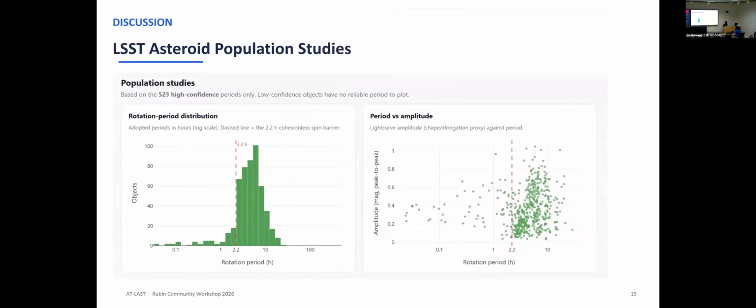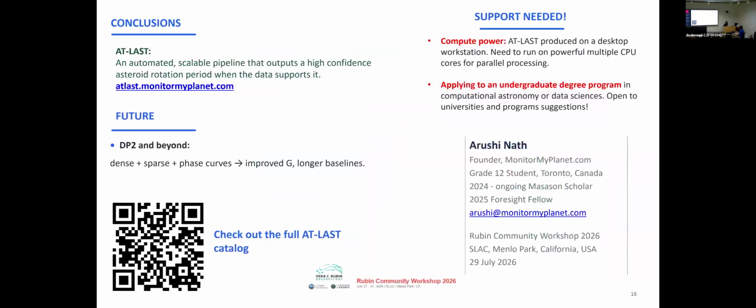And in addition, out of these 5,000 asteroids, I also conducted some population studies, looking, for example, at the rotation period. So you can see I was able to find that most of these asteroids had a higher rotation period than the spin barrier of 2.2 hours, though there were a few of them that went lower, like the fast rotators. So in conclusion, my model was successful in creating a completely automated pipeline without any human intervention that can find reliable rotation periods for asteroids.